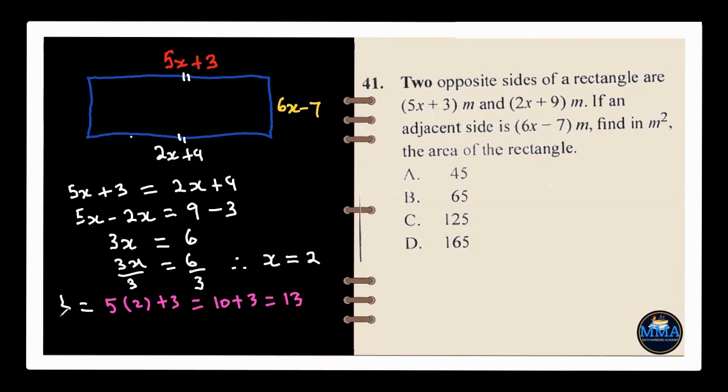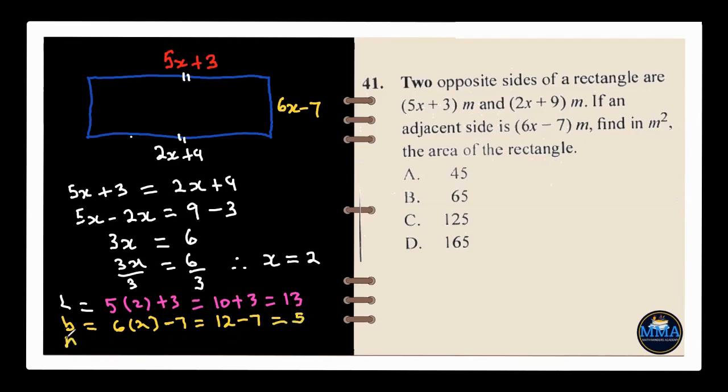Now, the breadth of this rectangle, if we work on the breadth, it gives us 6x and x is 2. So that's 6 times 2 minus 7. That will give us 12 minus 7, and we have 5.